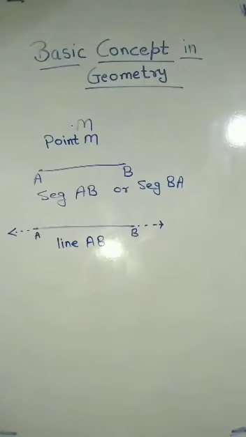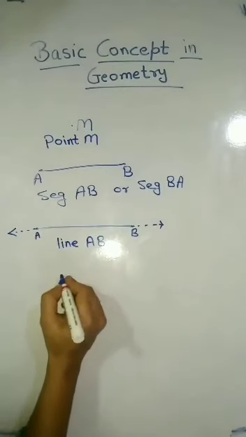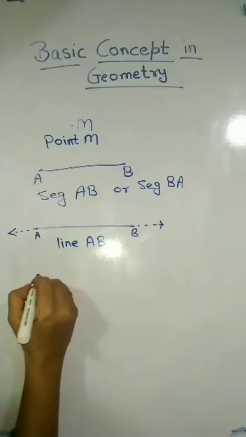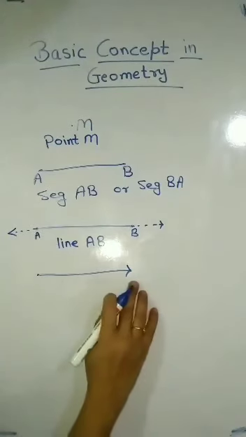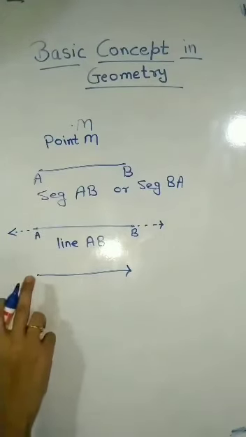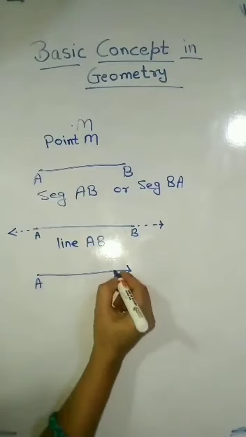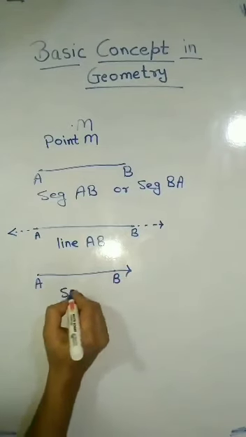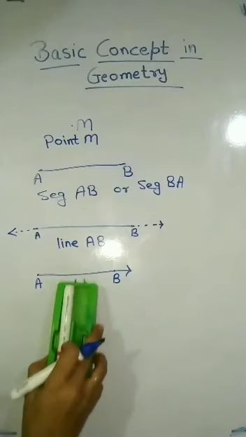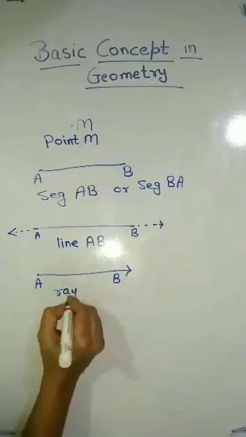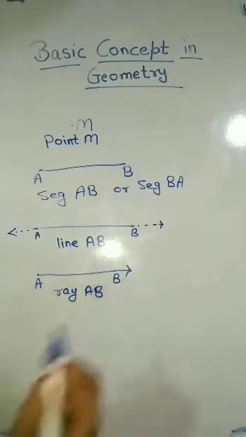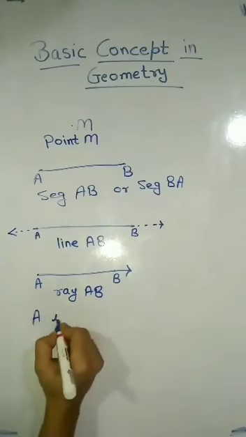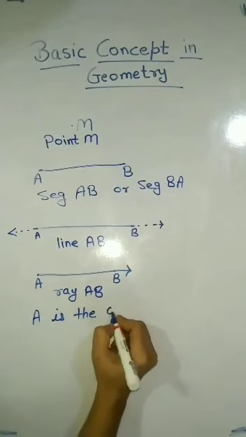Next we will move to the next concept, that is the ray. If I say ray, means this is a ray. This is the origin of the ray. One side arrow and the other side a dot or point. Here we will write it as ray AB. Clear? Now A is the origin of ray AB.